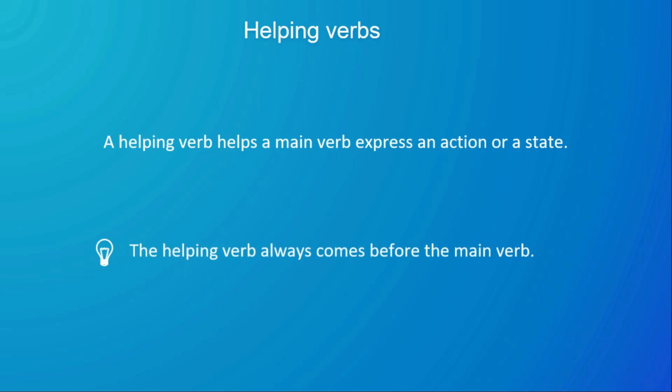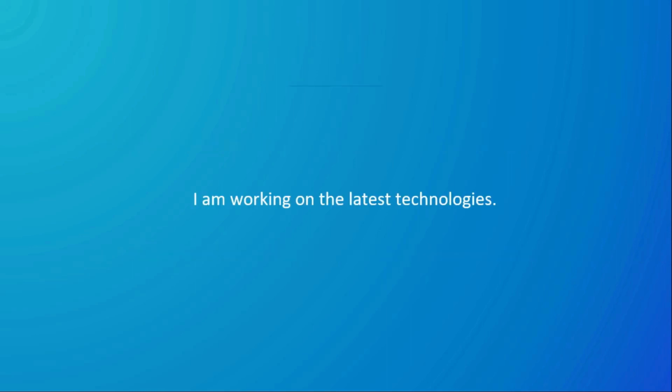Let's have a look at some examples for helping verbs. I am working on the latest technologies. In this sentence, am is the helping verb and working is the verb.